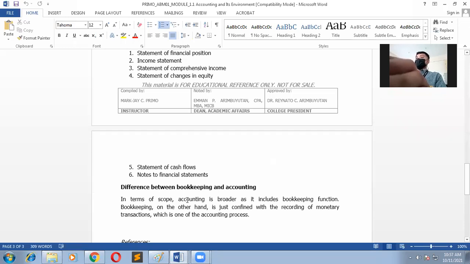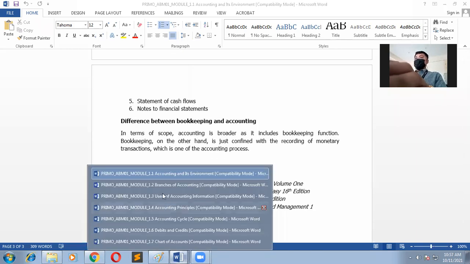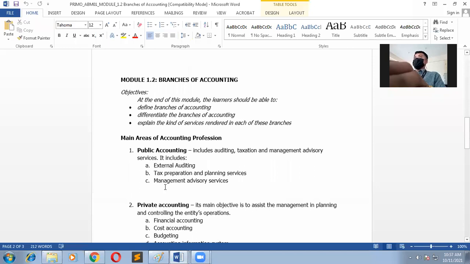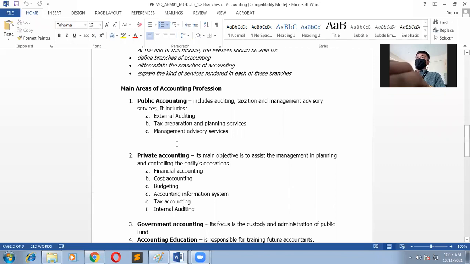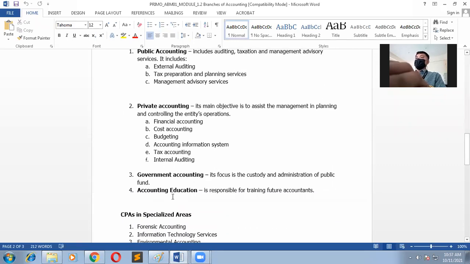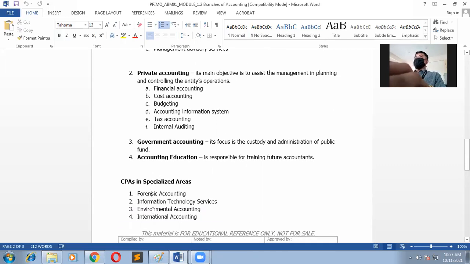Of course, we have tackled as well accounting and bookkeeping. Accounting is more broad rather than bookkeeping because bookkeeping is only part of accounting. In our module 1.2, the branches of accounting, we have identified 4 main areas of accounting, which are public accounting, private accounting, government accounting, and accounting education. We also have CPAs in the specialized areas, wherein there are forensic accounting, IPS, CPA, and IBA.